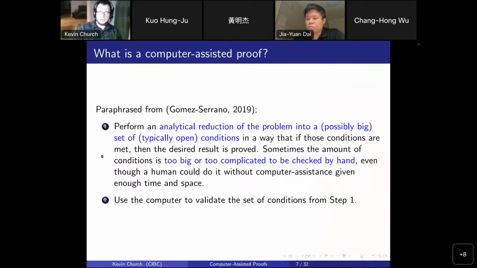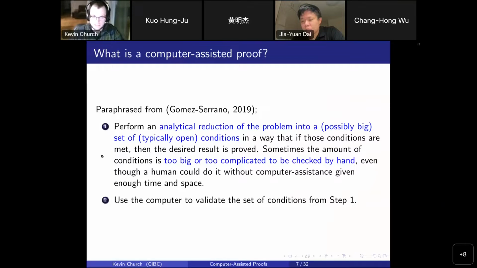So with that in mind, we've talked a lot about applications of computer-assisted proofs, and I feel like it's probably a good idea to talk about what exactly a computer-assisted proof is, because there's a lot of contention around this and whether you should even trust a computer-assisted proof. So I'm going to paraphrase a description by Alberto Gomez-Serrano from his 2019 paper, really a survey of computer-assisted proof in partial differential equations.